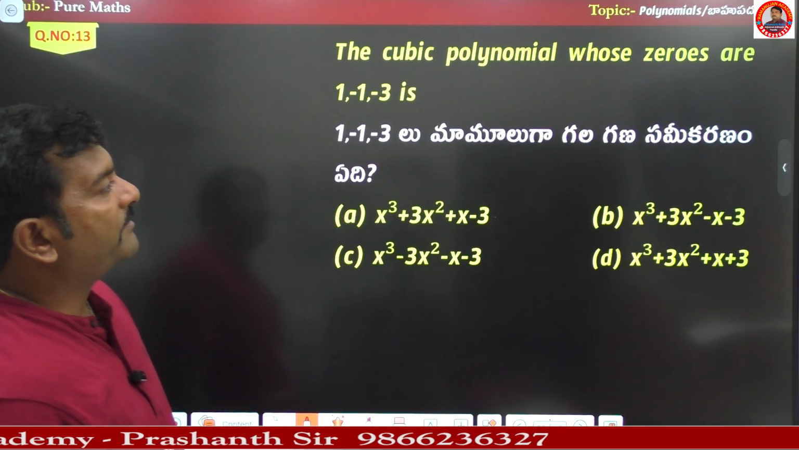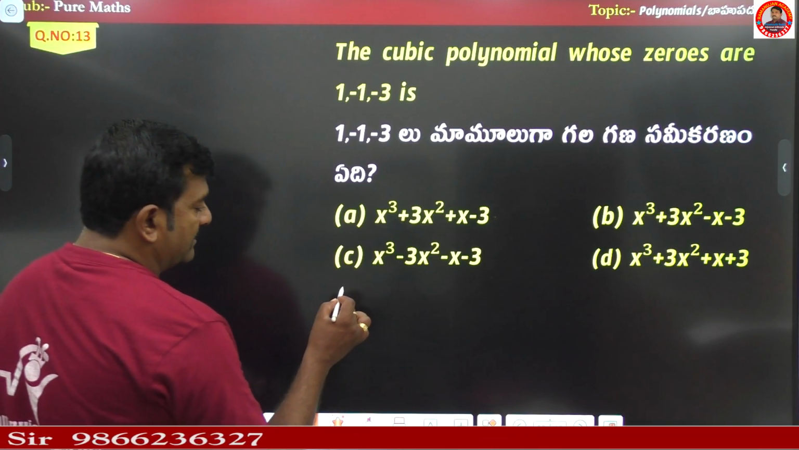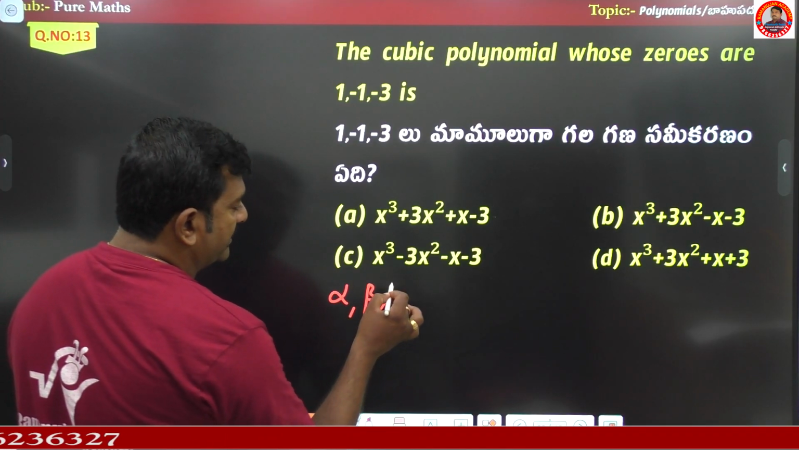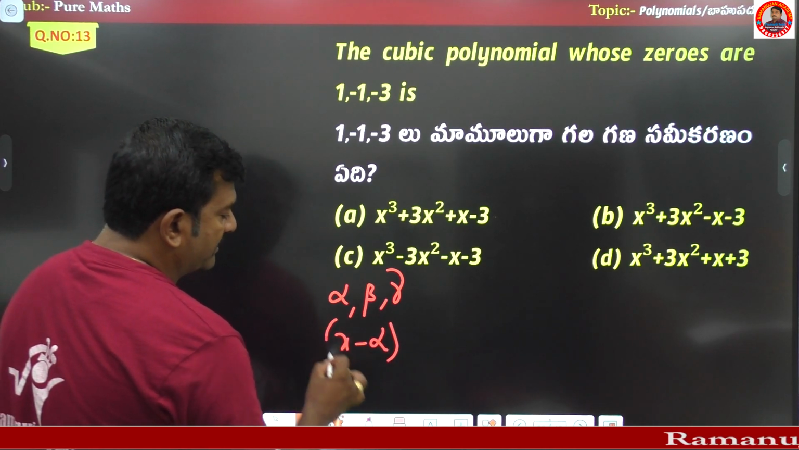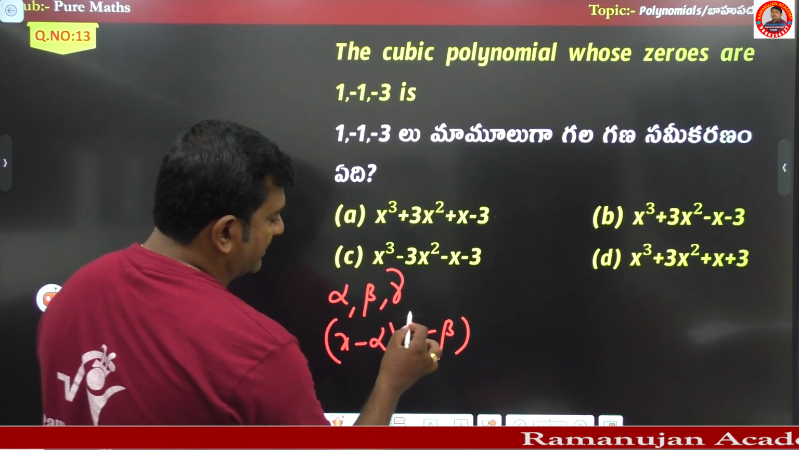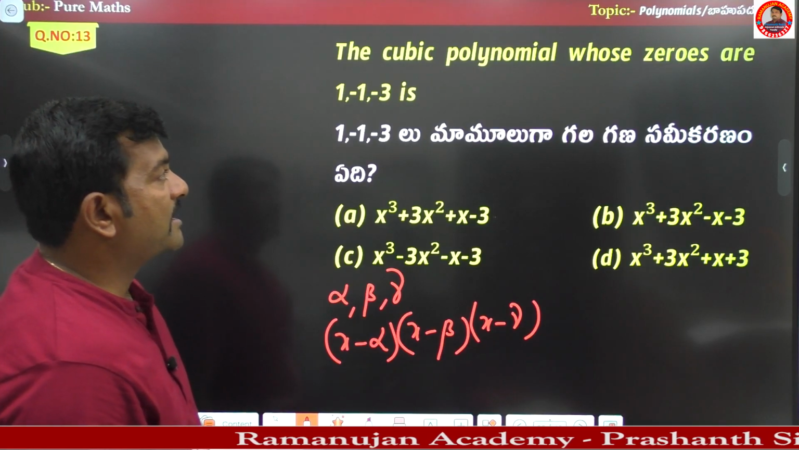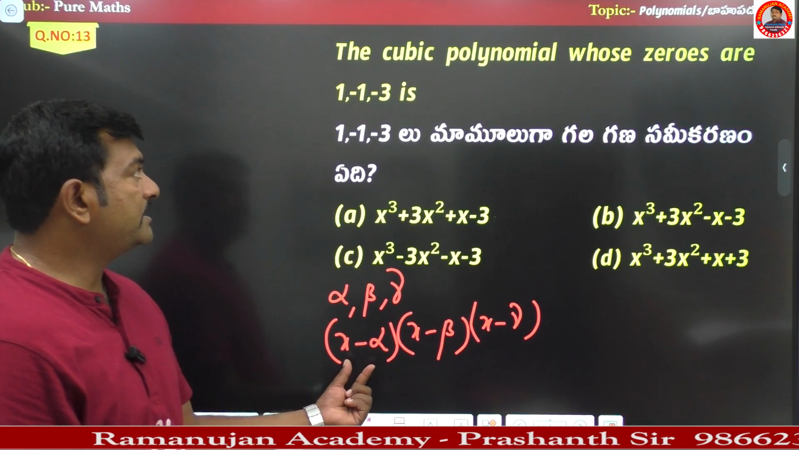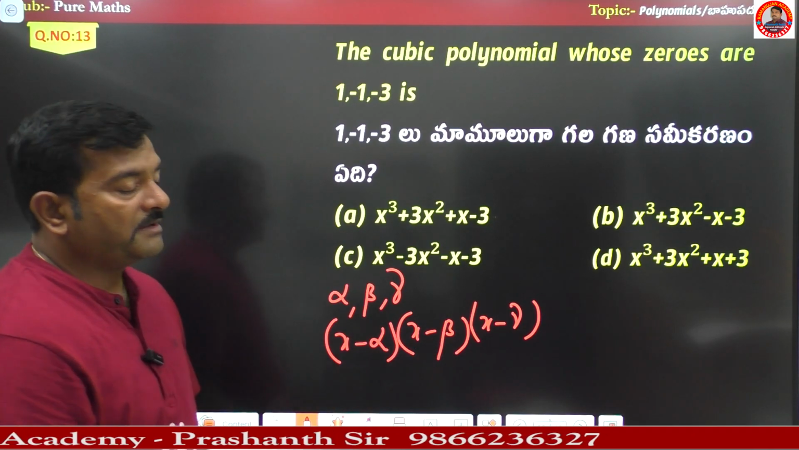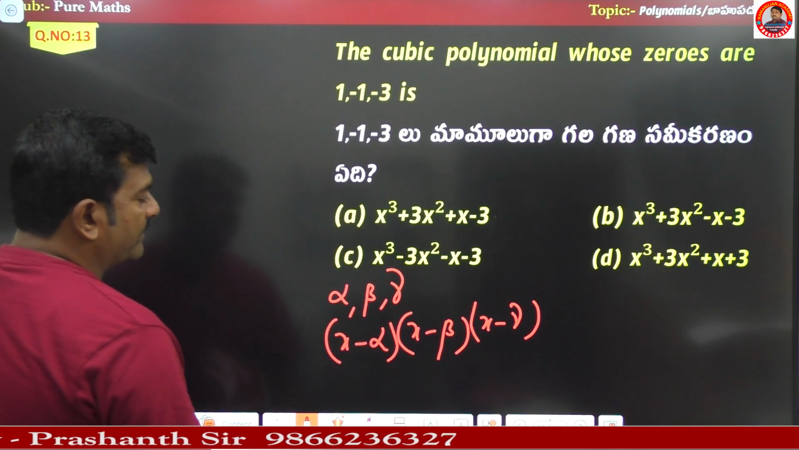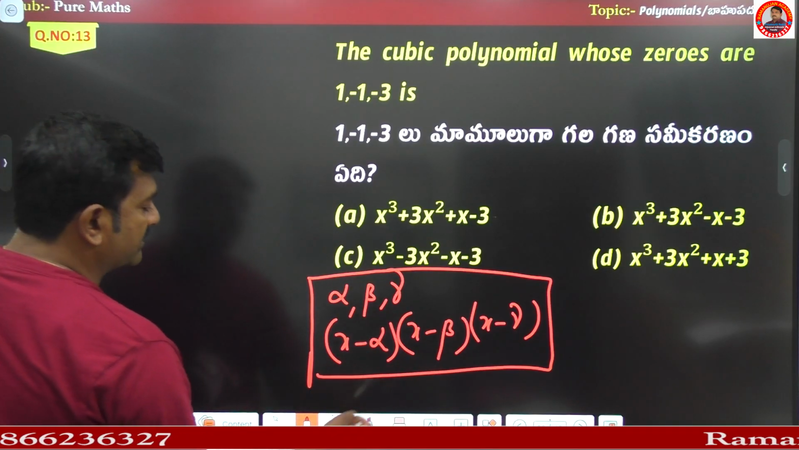Observe this one: the cubic polynomial whose zeros are 1, minus 1, minus 3. In the previous class, I said, for example, if alpha, beta, gamma are the roots of the polynomial, then the polynomial is x minus alpha into x minus beta into x minus gamma. Same way, here we can take x minus 1 into x plus 1 into x plus 3. The answer will be obtained by multiplying all these, which is somewhat complicated. That's why we are going to focus on some other approach.